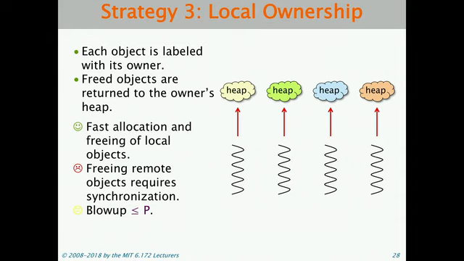The reason why the blowup is upper bounded by P is that, let's say the serial allocator uses at most X memory. In this case, each of the heaps can use at most X memory because that's how much the serial program would have used. And you have P of these heaps, so overall you're using P times X memory, and therefore the ratio is upper bounded by P. Yes?